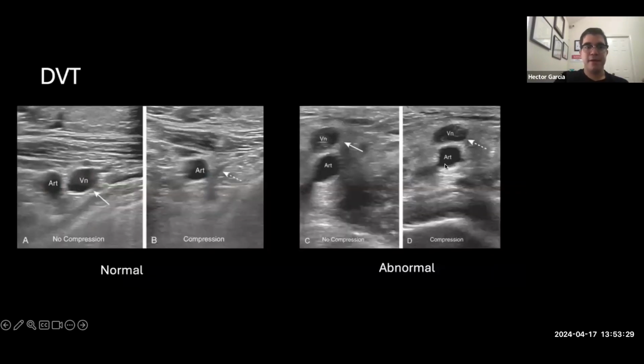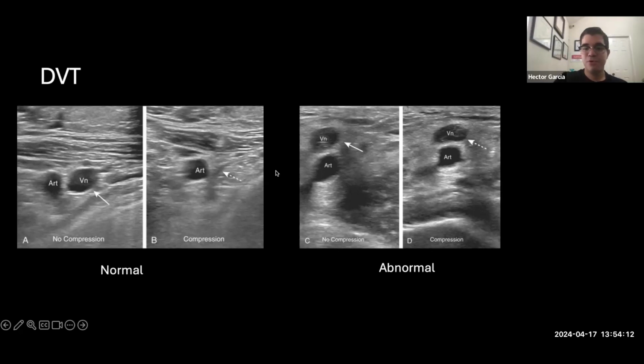Okay. And then the next one, DVT. This is how ultrasound can be used to diagnose DVT. In general, veins are like a blood reservoir, and they're easily compressible. So normally, when you compress using the ultrasound probe, the vein should collapse, as we can see here. In A, there is no compression. In B, we compress using the ultrasound probe, and the vein disappears. The arteries are muscular, in a sense, because they have multiple layers in the media, so they don't compress. That's how we know if we are in the presence of a vein or an artery.